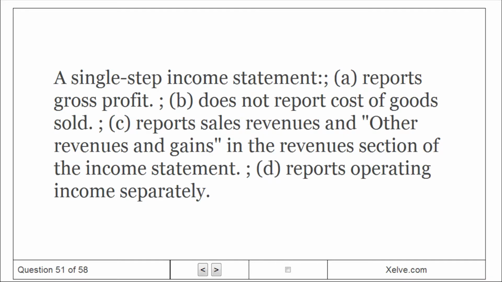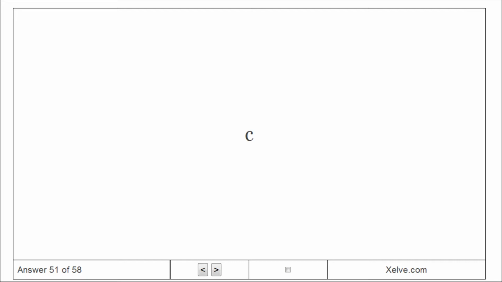A single-step income statement reports gross profit, does not report cost of goods sold, reports sales revenues and other revenues and gains in the revenues section of the income statement, reports operating income separately. Answer: C.